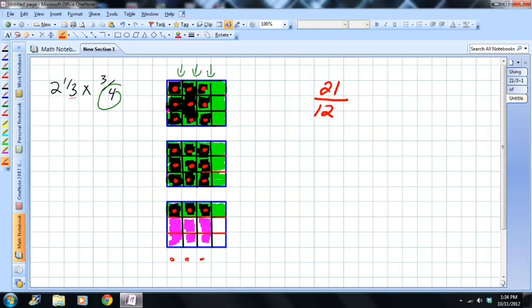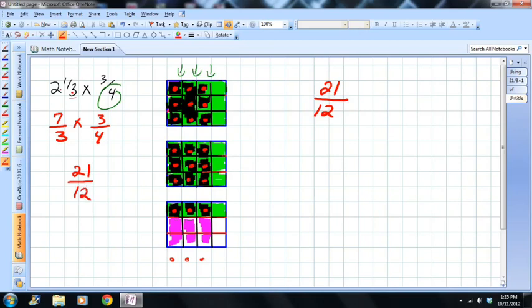Now, this fraction can be reduced, but before we do that, let's just go ahead and multiply our 2 1/3 by our 3/4 to verify this, to see if this does give us 21/12. The 2 1/3, we can rewrite that as 7/3. 3 times 2 is 6 plus 1 is 7, times the 3/4. That's going to give us 21/12. So we know that's correct.